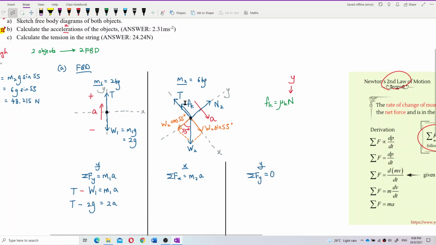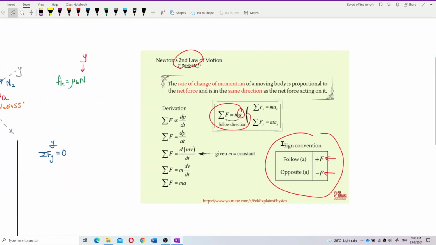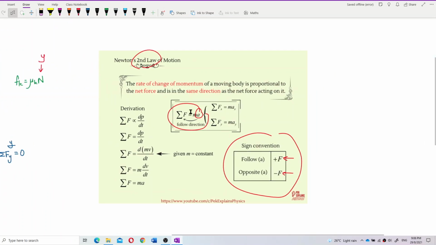That's why drawing acceleration beside the free body diagram is very important, for us to build the equation F equals ma or F equals 0, understand? And also to know which one is positive force, which one is negative force. Like you see this x component, which one should be positive, going down the plane or going up the plane? If there is acceleration, we compare with acceleration. Follow acceleration positive, opposite acceleration negative.